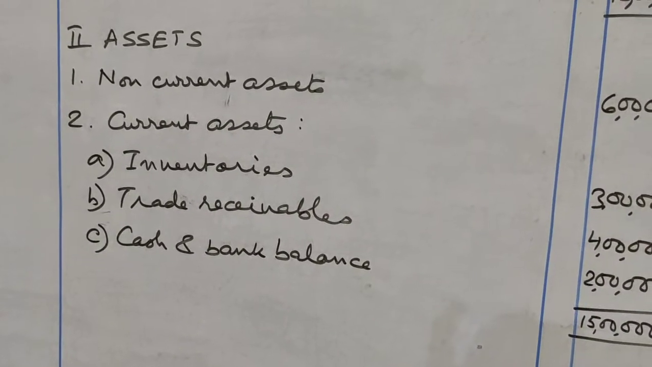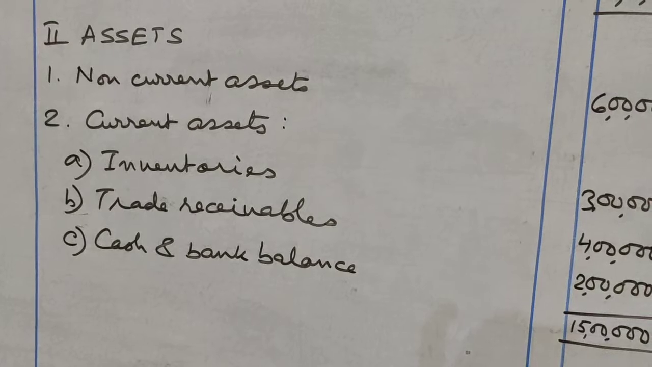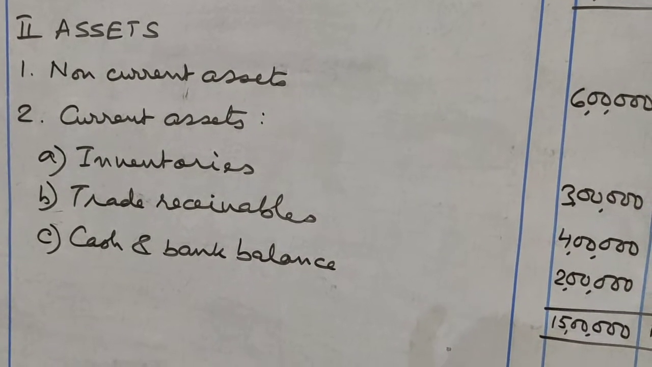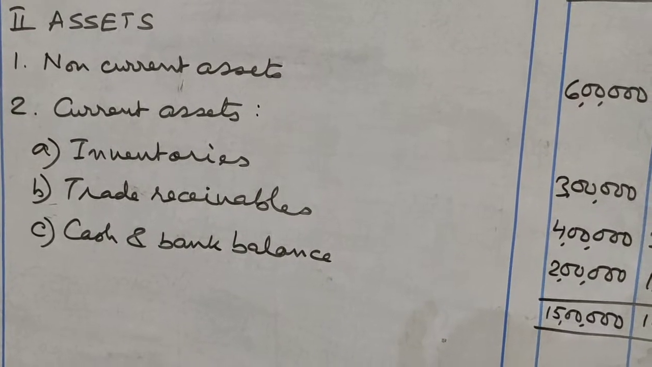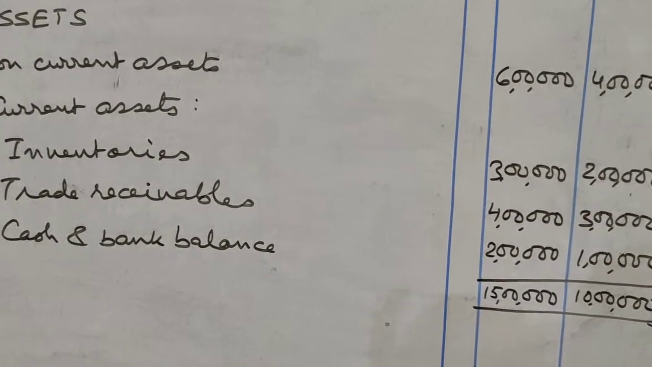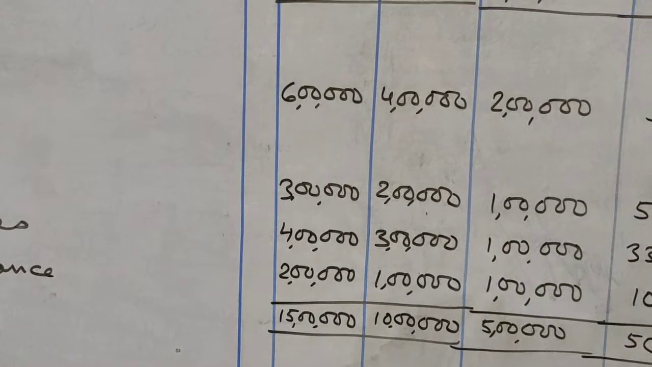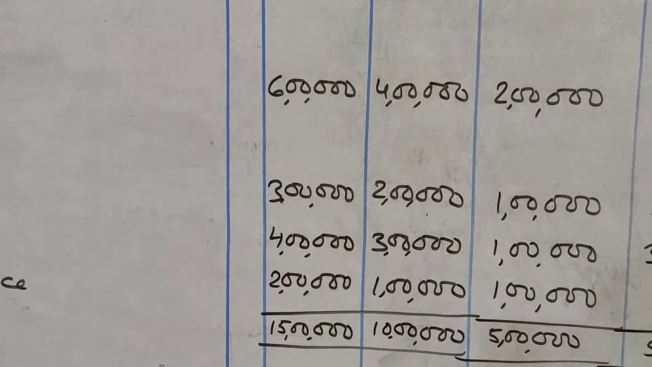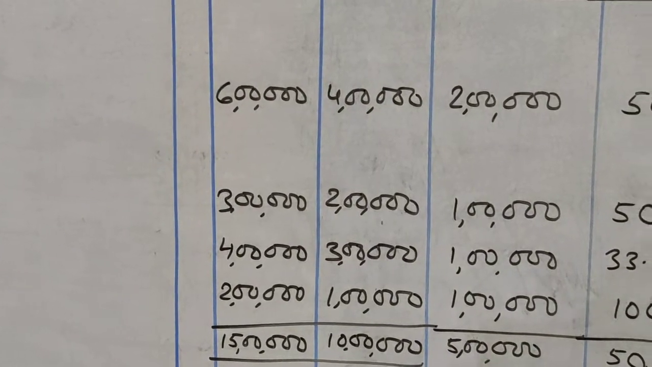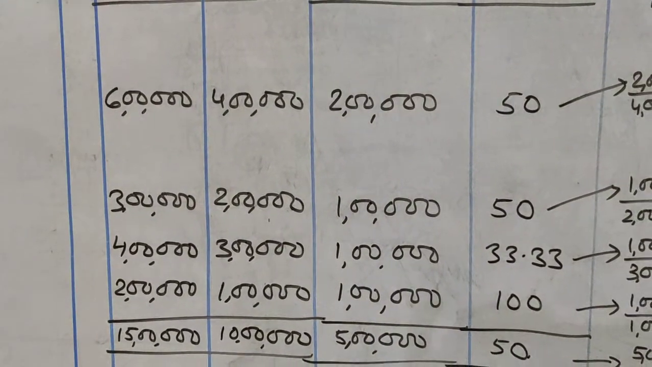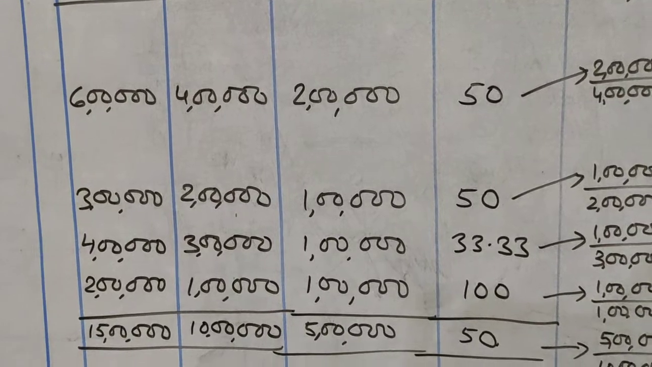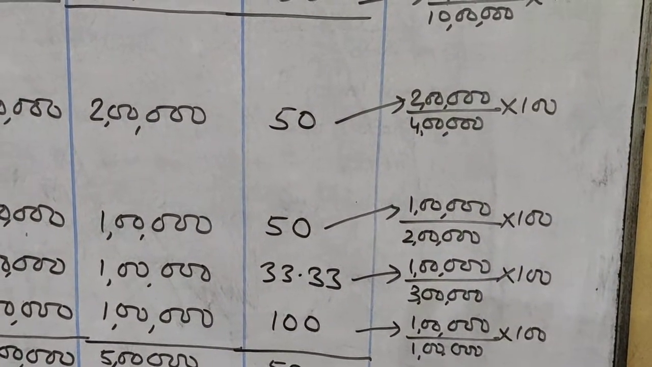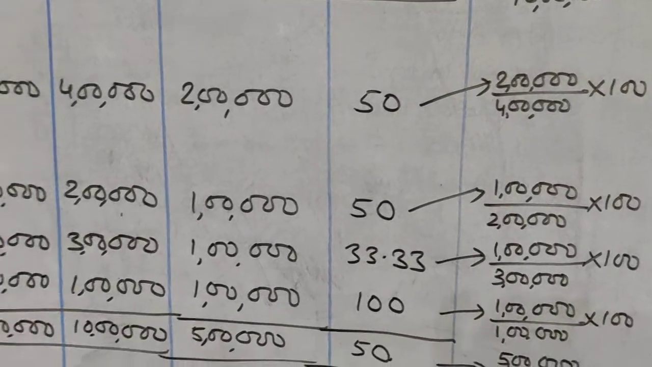Next we come to current assets. Under current assets we have 3 items: inventories, trade receivables and cash and bank balance. So inventories, previous year value was 2 lakh, present year's value is 3 lakh. So what is the increase? Absolute increase 3 lakh minus 2 lakh, that is 1 lakh. And what is the percentage increase? 1 lakh divided by 2 lakh into 100, that is again 50%.